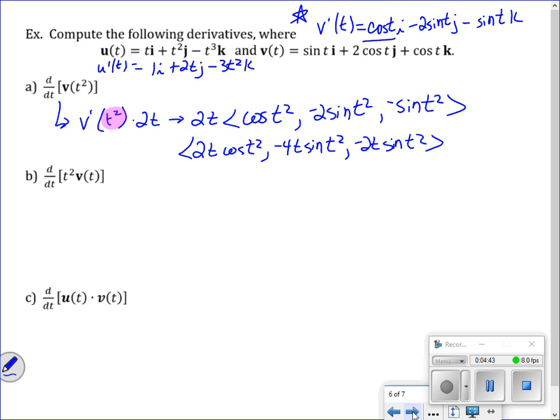However you like to do it, it's kind of like product rule in a way. We're splitting it right here, so it doesn't really matter which order you do it. So I guess I could do the derivative of the v part first. Let's go for it.